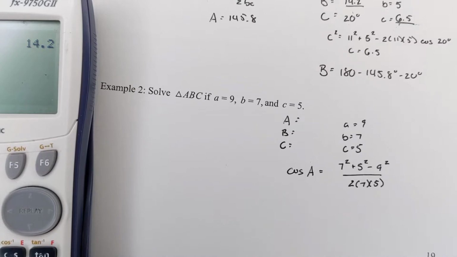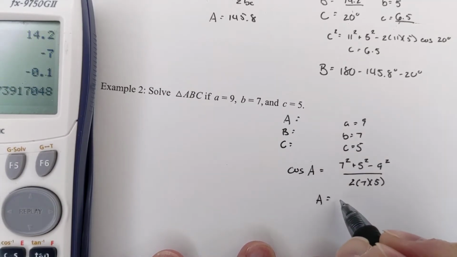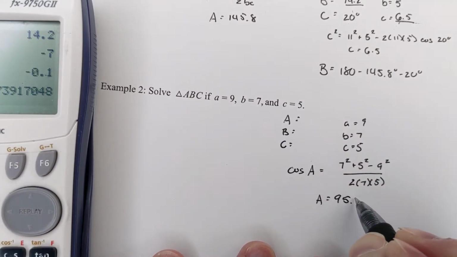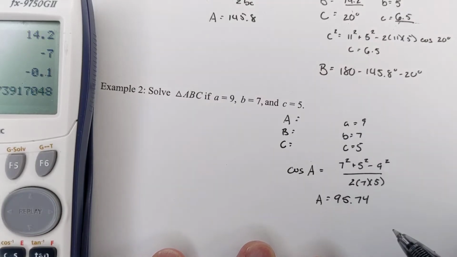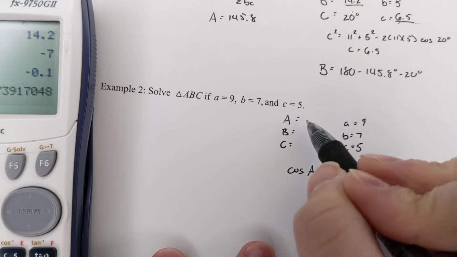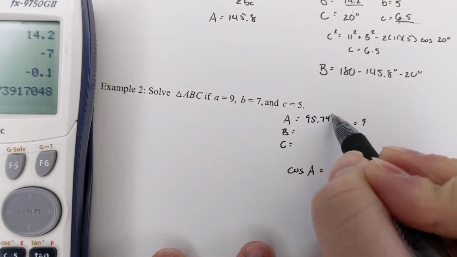So 7 squared plus 5 squared minus 9 squared. So that's my numerator. Divide by 2, divide by 7, divide by 5, is that, and then take the inverse cosine. So angle A is about 95.74 degrees. So fill it in, 95.74 degrees.